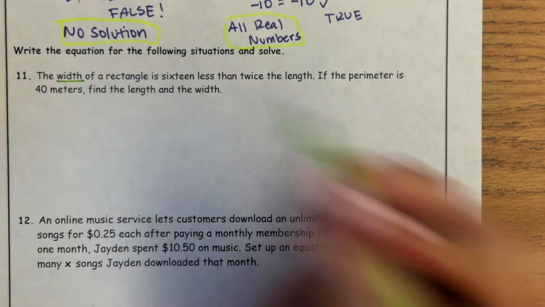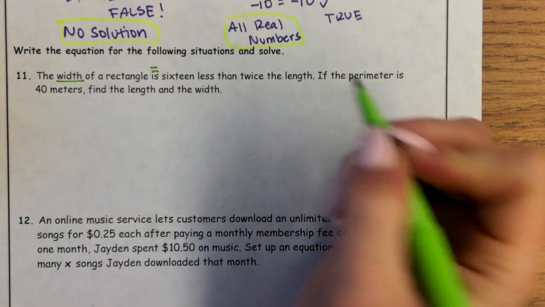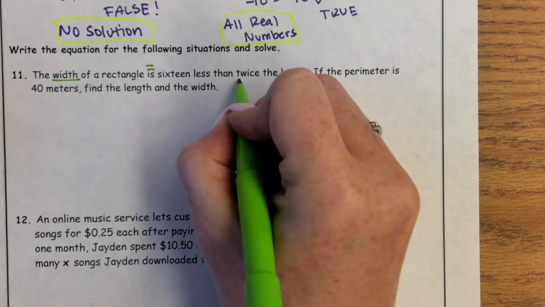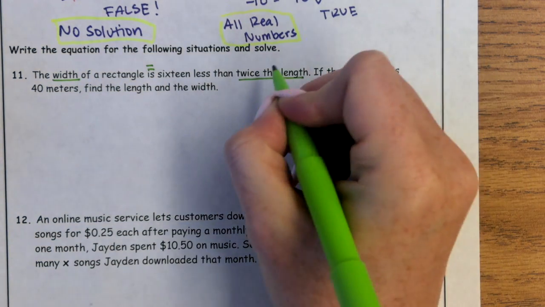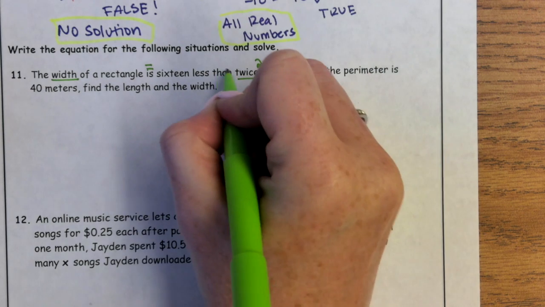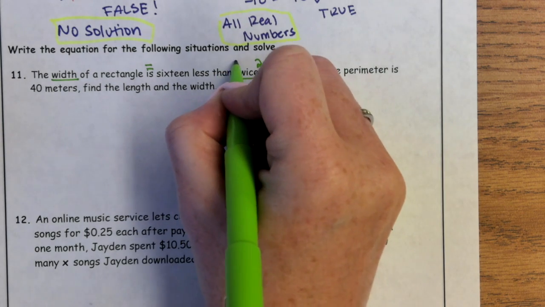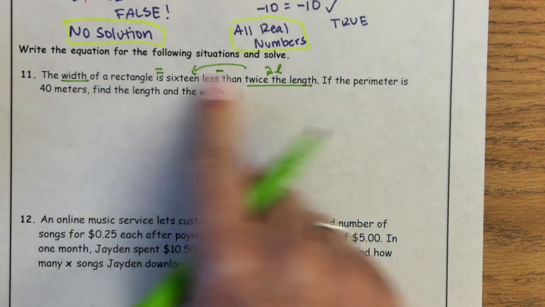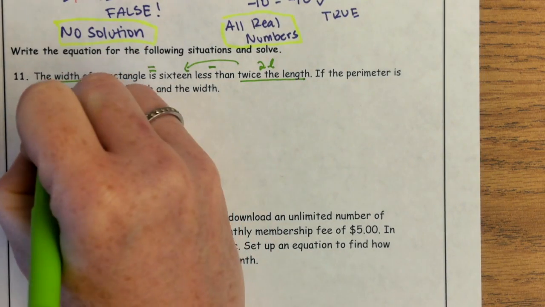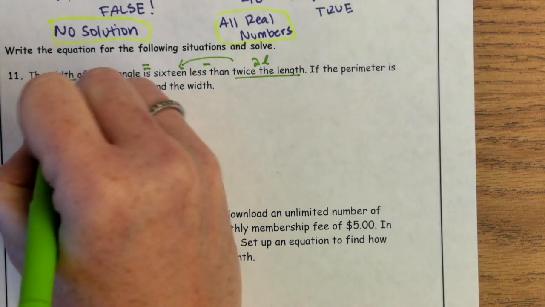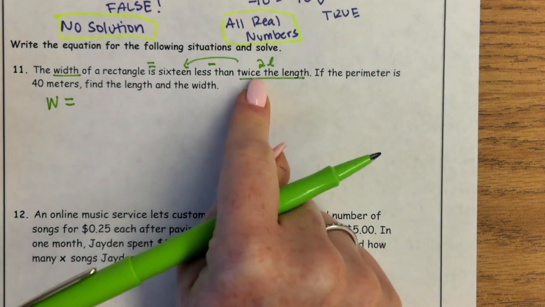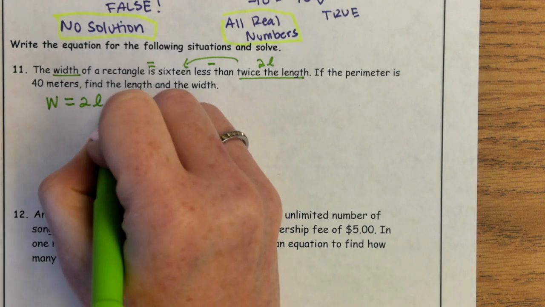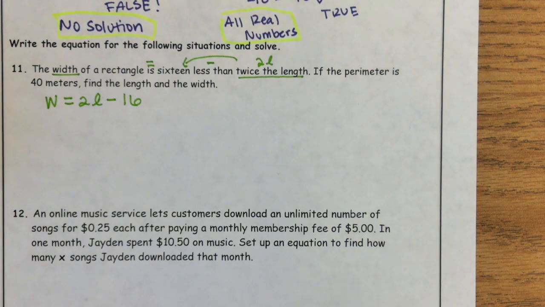So it says the width of a rectangle is 16 less than twice the length. So twice the length is going to be 2L. Less than is a switch word, so it means we start from the back and go to the front, and less than would be a minus. So that first sentence gives us an equation: width is 16 less than twice the length, so W = 2L - 16.